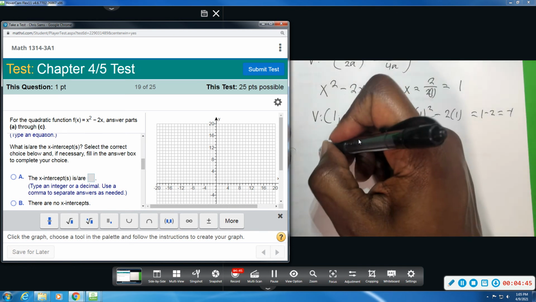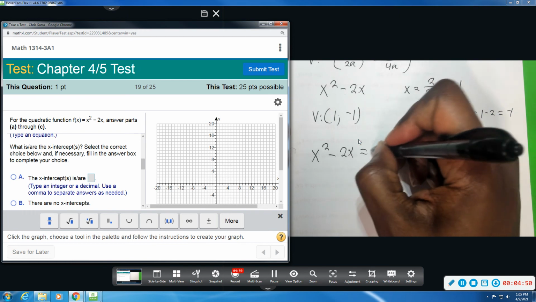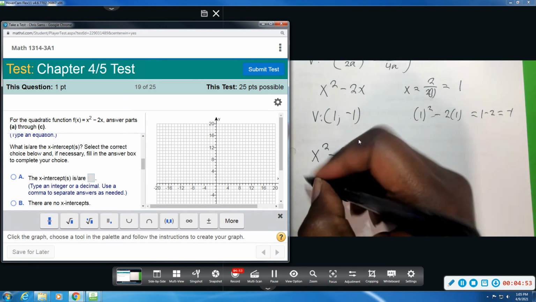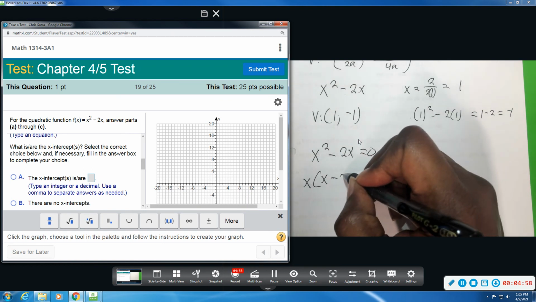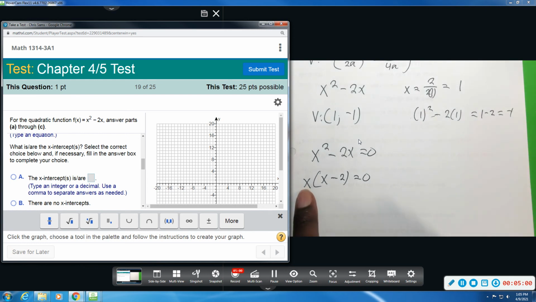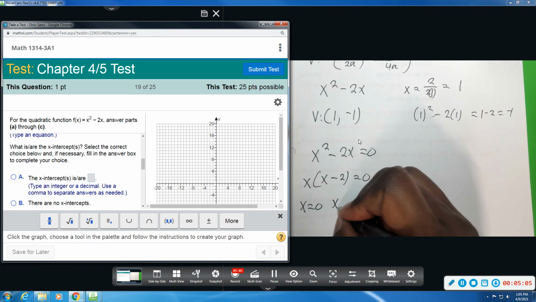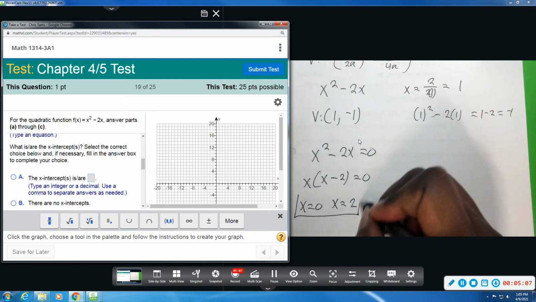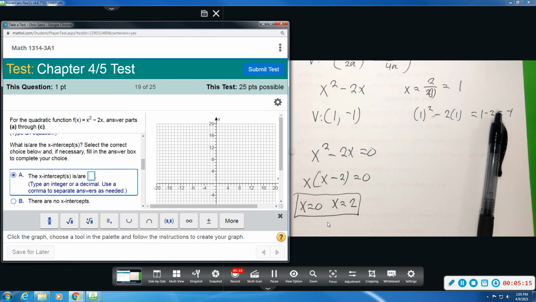So I'm going to say x squared minus 2x equals 0. We can factor this by pulling out an x, and that will leave us with x minus 2 equals 0. And when we set both of these equal to 0, we get x equals 0 and x equals 2. So these will be your two x-intercepts. And it says type an integer or decimal, so we don't have to put it in ordered pair form.